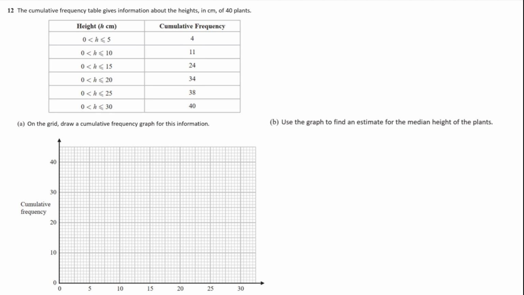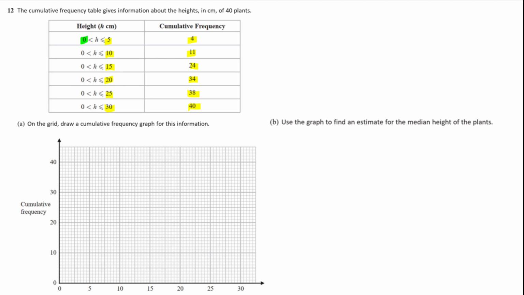Okay, so then when you're plotting a value against cumulative frequency, you use the upper class boundary to plot it, don't you? So I'm going to be plotting 5 against 4, 10 against 11, 15 against 24, 20 against 34, 25 against 38, and 30 against 40. I can plot an extra point as well. I can plot a point at 0, 0 in this case. I can plot a point at the left-hand bound of the bottom one there at 0. So I am going to plot that point in as well.